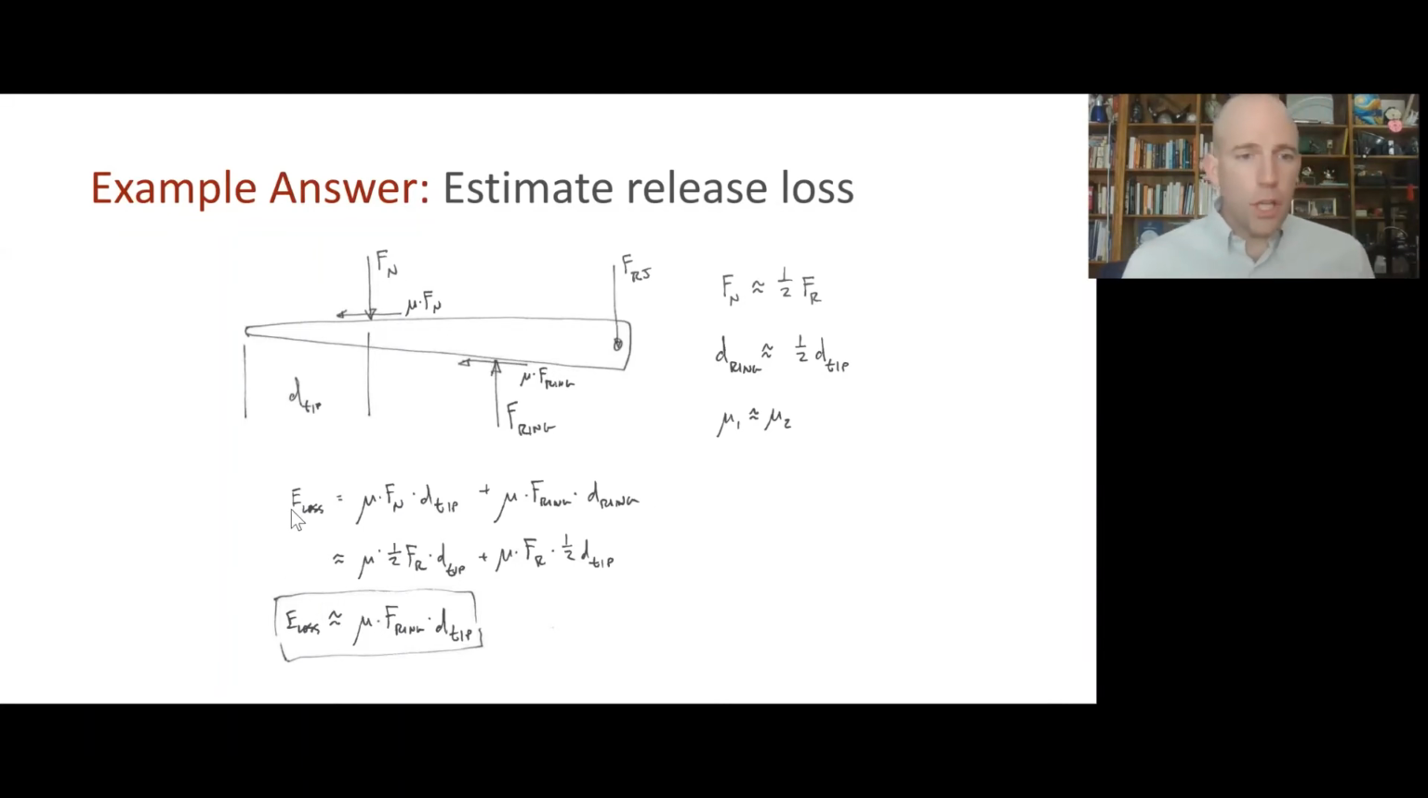So now the total energy loss will just be the sum of the two energy loss components. We've got mu Fn times d tip plus mu F ring times d ring. And well, the normal force will be 1/2 the ring force, and the displacement of the ring will be 1/2 the tip displacement, 1/2 plus 1/2. So we just end up with energy loss being about the coefficient of friction times the ring force times the displacement of the tip. And hopefully you had some similar kind of estimate that you came up with.